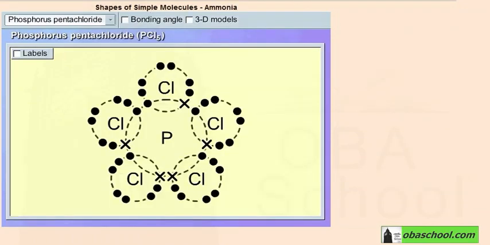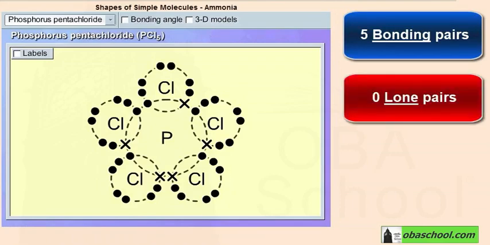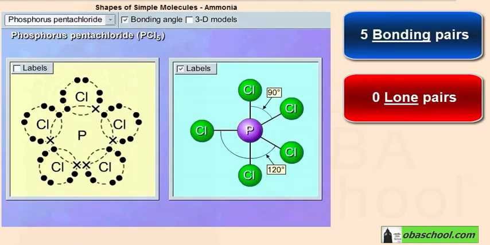Let's now examine the molecule of phosphorus pentachloride, PCl5. How many bonding pairs of electrons do we have? Yes, we have 5 bonding pairs, which are the single covalent bonds between phosphorus and every chlorine atom. Do we have any lone pairs? No, we don't. So the phosphorus atom has no lone pairs. The total number of bonding pairs is equal to 5. Let's now check the bond angle in this case.